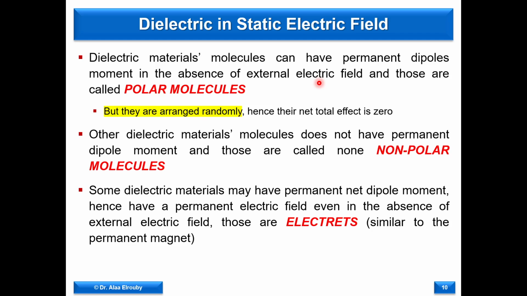Some other materials don't have this kind of molecules. Some dielectric materials, which are not that famous, do have their dipoles arranged in a way that there is an electric field inside them, and they are aligned so that they produce an electric field even without having any external source. So the net charge is 0, but aligned in a way that it has some permanent electric field, and this is similar to the permanent magnet. It's called electrets.